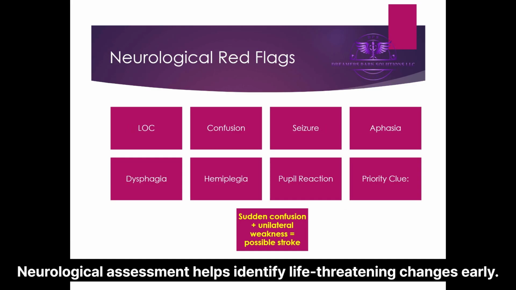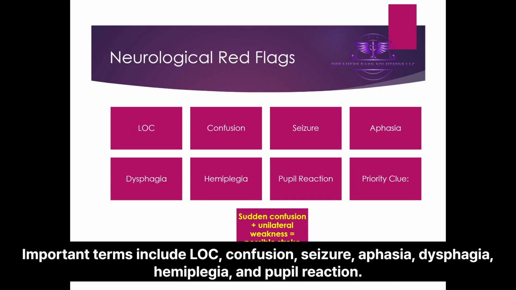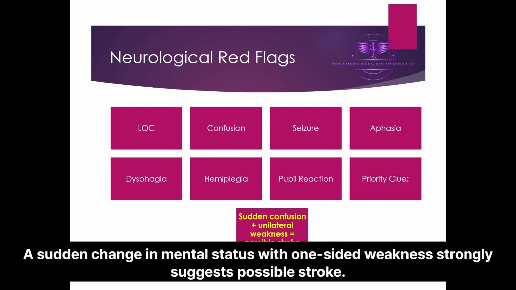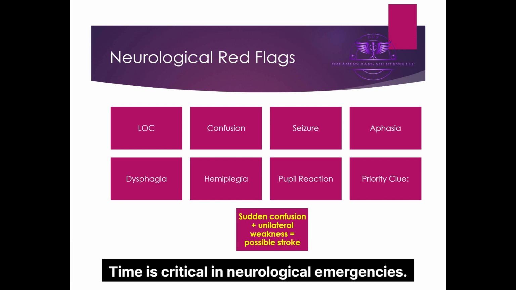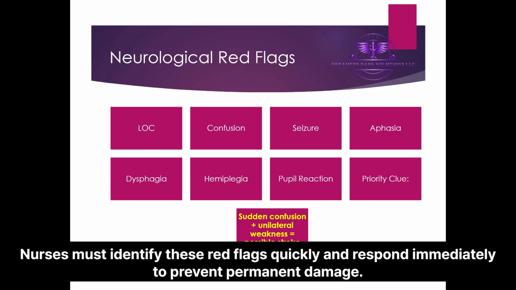Neurological assessment helps identify life-threatening changes early. Important terms include LOC, confusion, seizure, aphasia, dysphagia, hemiplegia, and pupil reaction. A sudden change in mental status with one-sided weakness strongly suggests possible stroke. Time is critical in neurological emergencies. Nurses must identify these red flags quickly and respond immediately to prevent permanent damage.